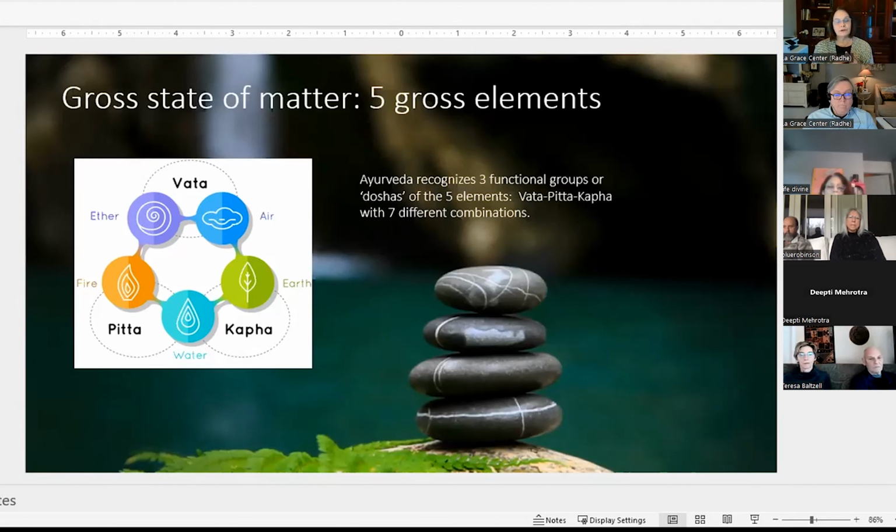So if you look at the picture, you'll see at the top Vata. Vata is a combination of ether and air. Pitta, fire and water, although mostly fire. And Kapha, water and earth, although mostly earth. They group these functions because these are the 3 functions that are required, especially within bodily form, but in all of nature.